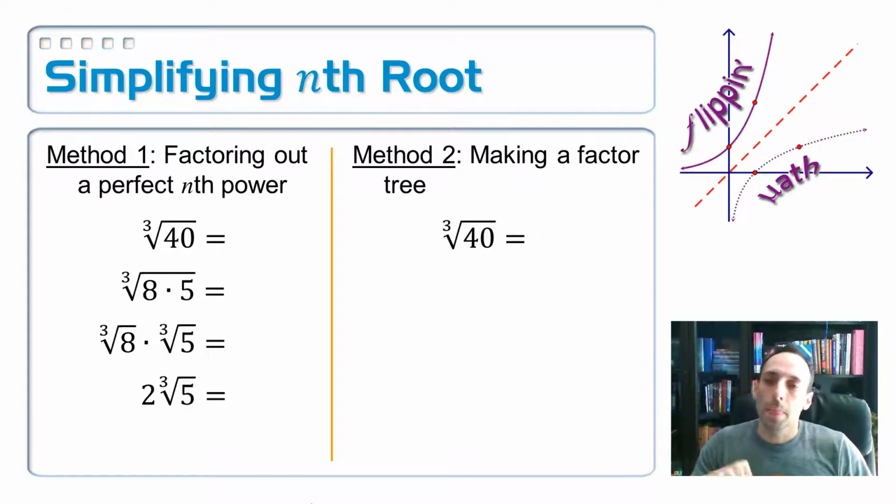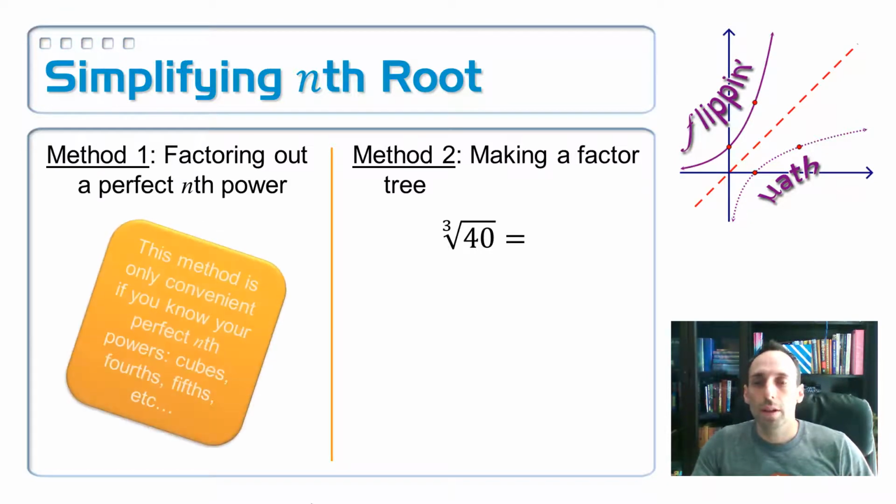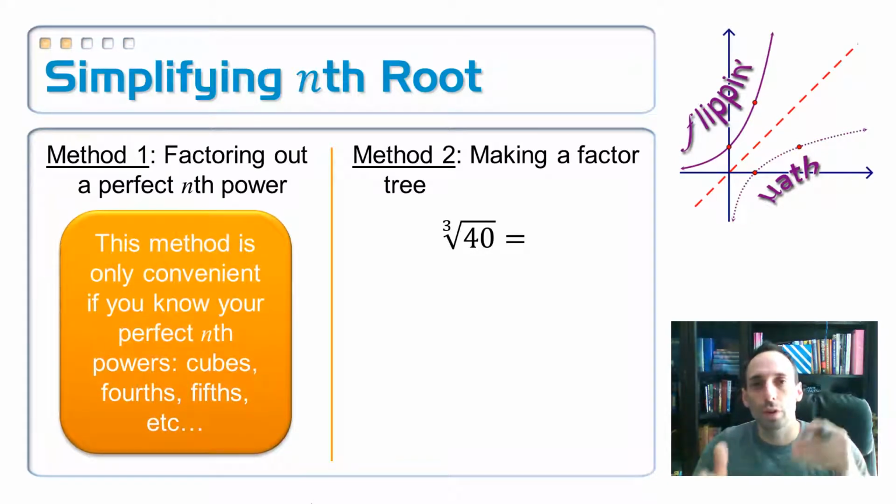Okay, anyway, so the drawback, like I said, is that you have to know your perfect nth powers, like your perfect cubes. You have to know your perfect fourths, and most people just don't know those. Okay, so here's the second method, probably the preferred method, and that's using the factor tree.